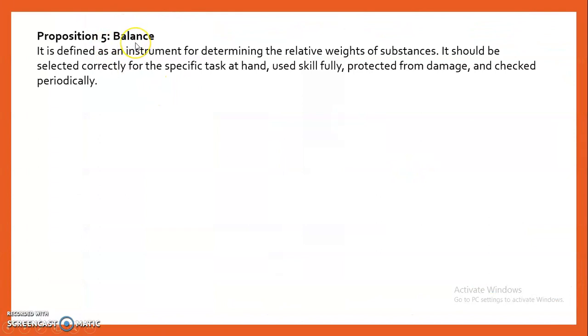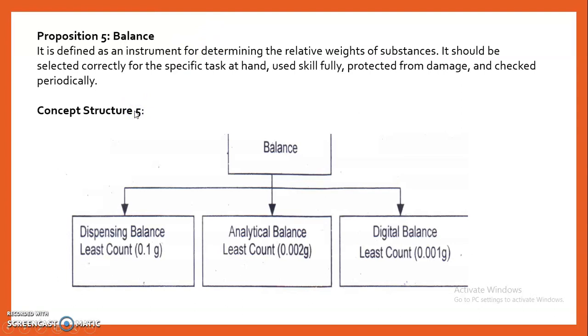Then proposition 5 is associated with the balance. It is defined as an instrument for determining the relative weight of a substance. It should be selected correctly for the specific task at hand, used skillfully, protected from damage, and checked periodically. By this we have knowledge about how to handle the balance.